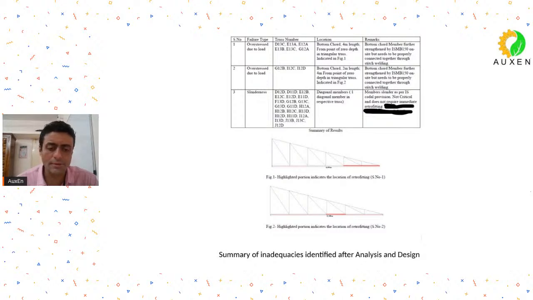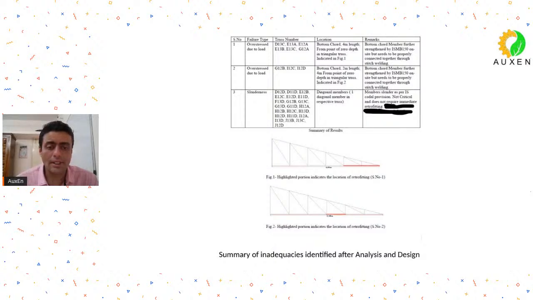So sometimes it may not pass the codal provision, but it is performing well enough, because codal provisions, as you know, are more conservative in nature. So therefore, I'm not using fail or pass. I'm using deficient or sufficient as per the codal provision.